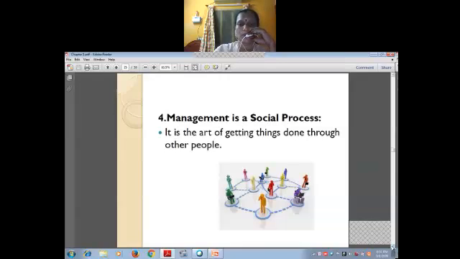Management is a social process. It is the art of getting things done through other people. So it is an art. Okay, now you can understand whether it is a science or art. So it is also art. So we have to get the work from others in this. That is a big art, isn't it?